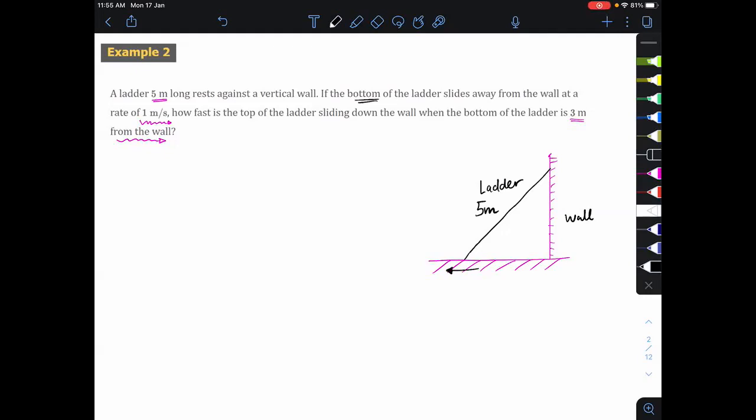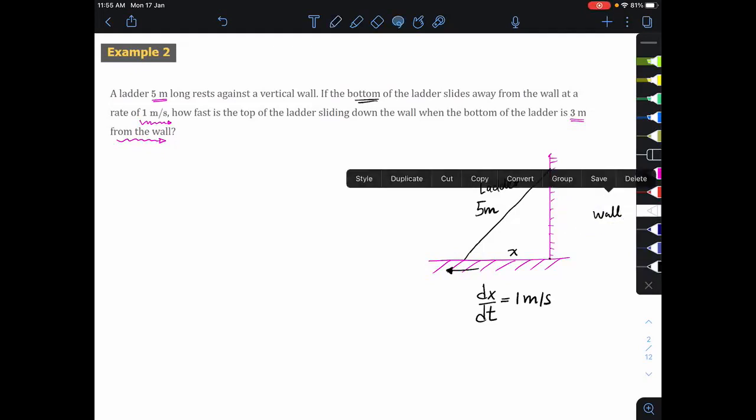At a rate of 1 meter per second. So you can name this distance x, from the wall to the bottom of the ladder. When the ladder slides away from the wall, that means dx over dt equals 1 meter per second. It's a given: 1 meter per second.